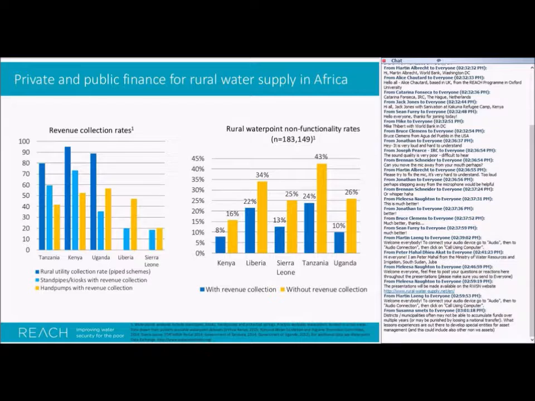Now in the figure on the left, you can see revenue collection rates across 5 countries. They are highest for rural utilities with piped schemes, but hand pumps and standpipes and kiosks are much lower, and there are variations in the countries where we have data. In the figure on the right, you can see rural water point non-functionality rates, and if there is revenue collection, then the non-functionality rate is much lower. This is maybe unsurprising, but it is good to put some numbers to it. What we don't understand is why some people are paying and others are not, which I will get into over the next few slides.